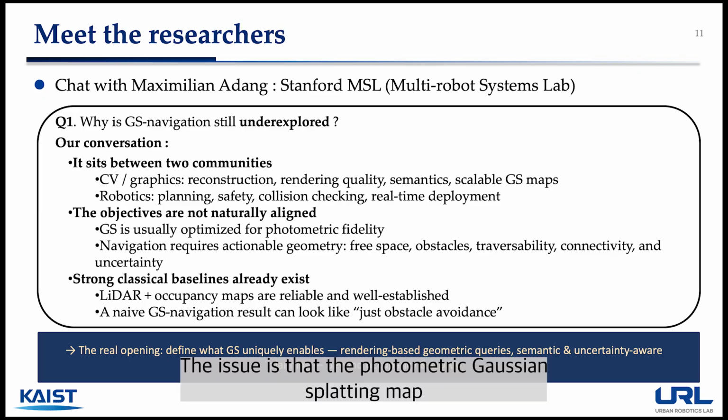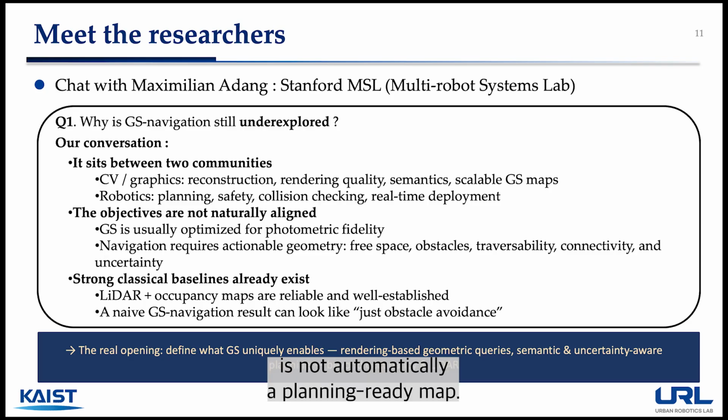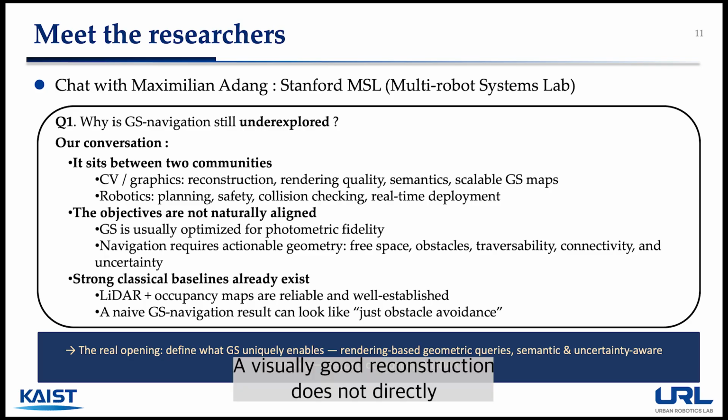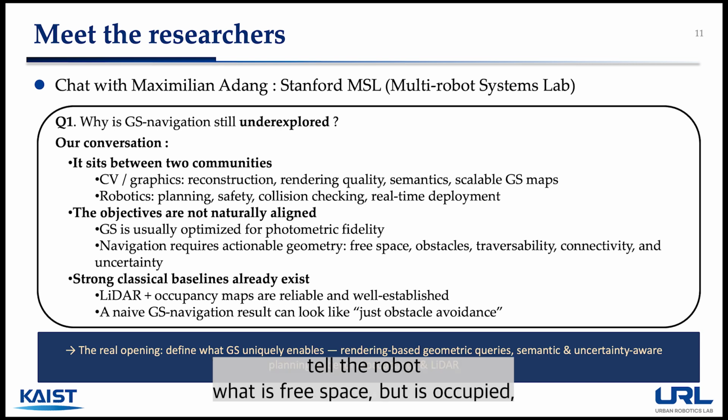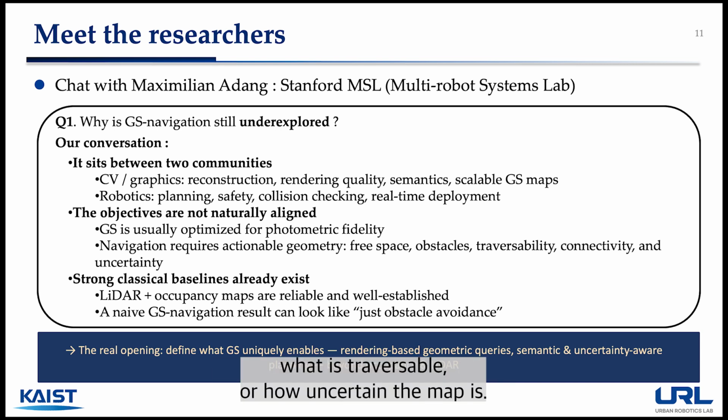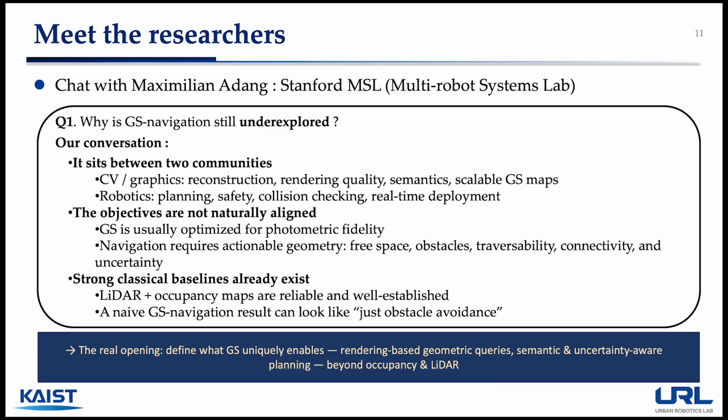The issue is that a photometric Gaussian splatting map is not automatically a planning-ready map. A visually good reconstruction does not directly tell the robot what is free space, what is occupied, what is traversable, or how uncertain the map is.